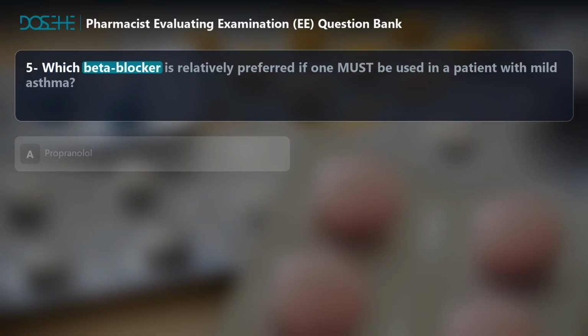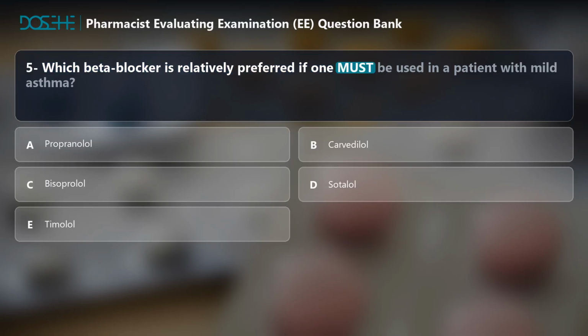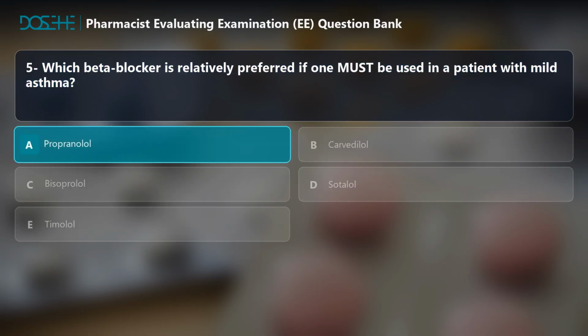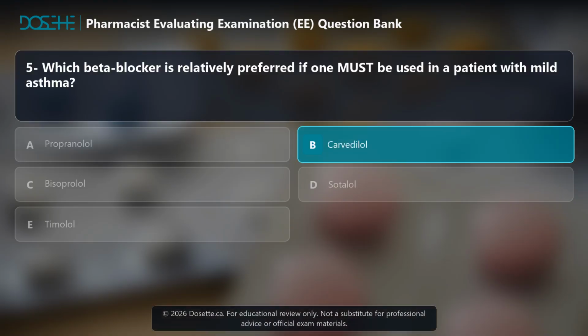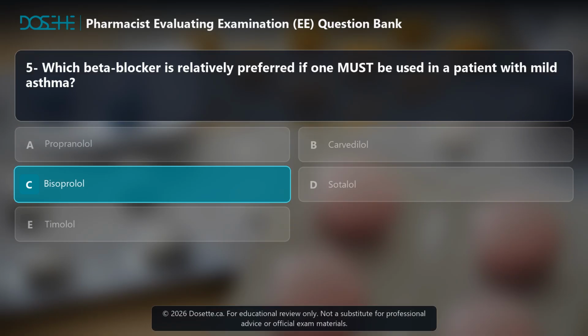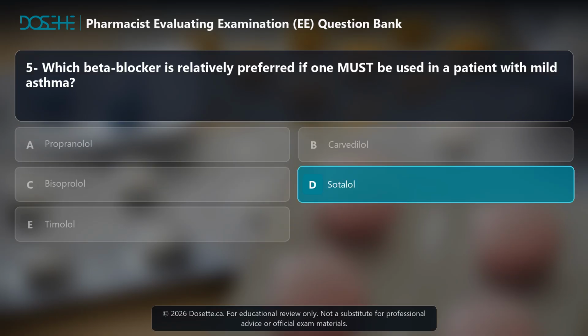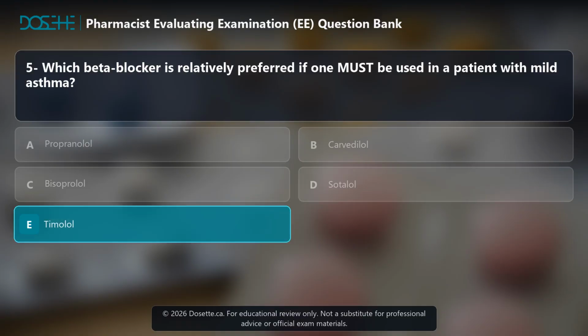Which beta blocker is relatively preferred if one must be used in a patient with mild asthma? Option A, propranolol. Option B, carvedilol. Option C, bisoprolol. Option D, sotalol. Option E, timolol.